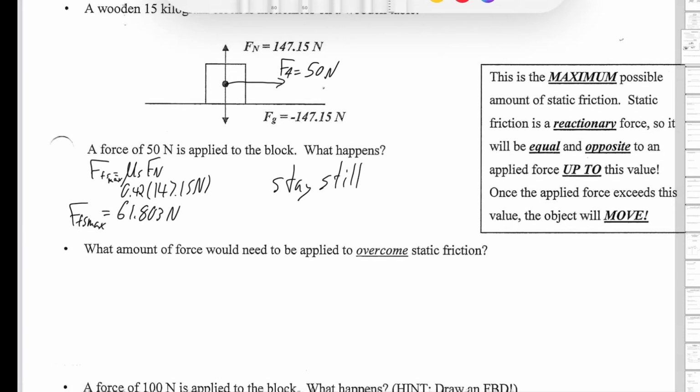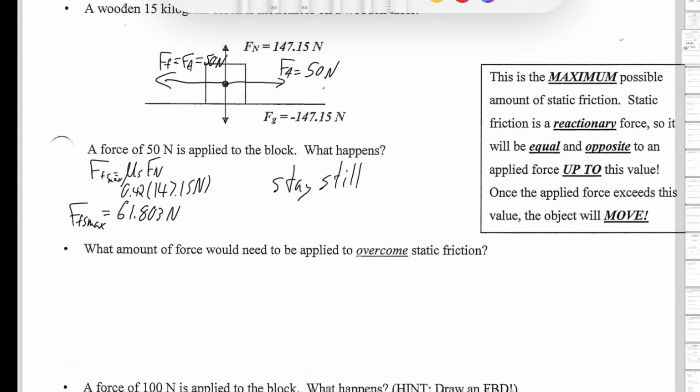In addition, in this scenario, the actual force of friction is not going to be this 61.803. Otherwise, the friction itself would be pulling it, which never happens. Friction is never going to pull an object and speed it up. So when it's lower than the maximum and it's not moving, the force of friction is equal to the applied force to keep it from moving. It's going to be 50 newtons.